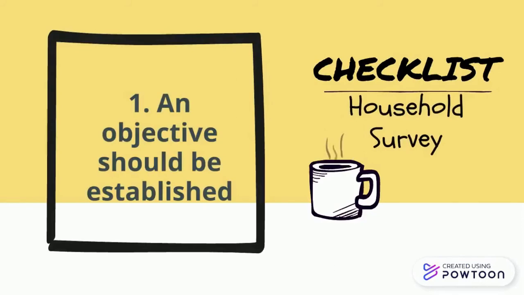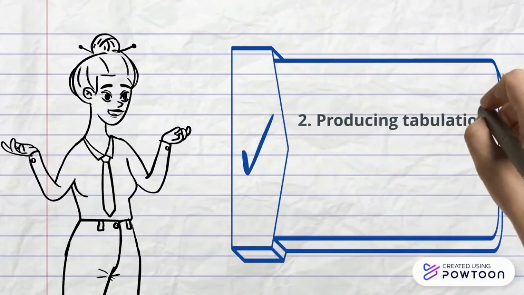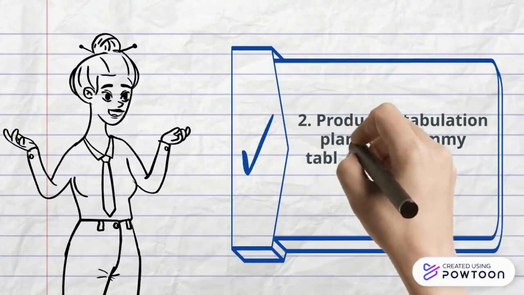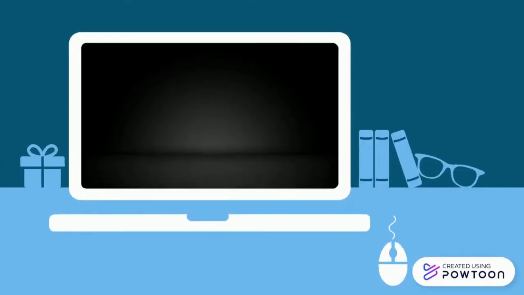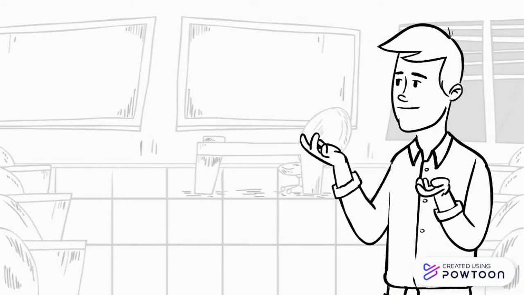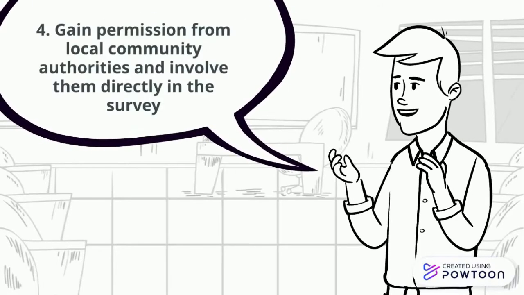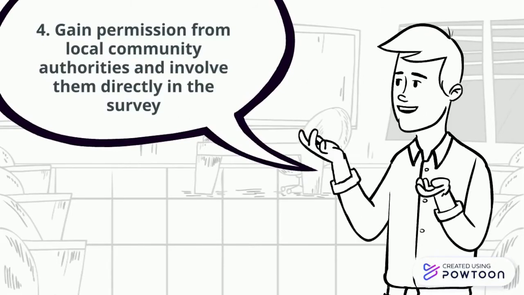Before conducting a household survey, an objective should be established so the outcome of the survey will provide the relevant data. Besides, producing tabulation plans and dummy tables will help in the survey since it can lead to the effective planning of the particular survey. The questionnaire developed must be uniquely identifiable to avoid misinterpretation and minimize the risk. Lastly, before conducting the survey, it is important to gain permission from local community authorities and involve them directly in the survey by inviting them together during the visit to the household.